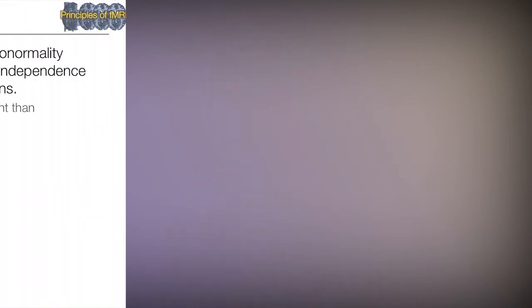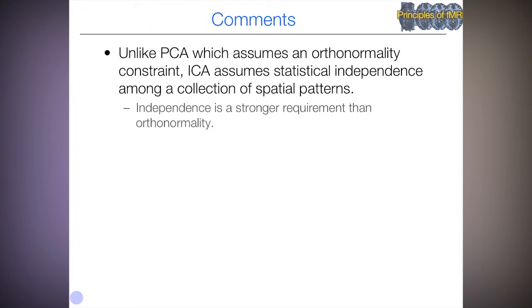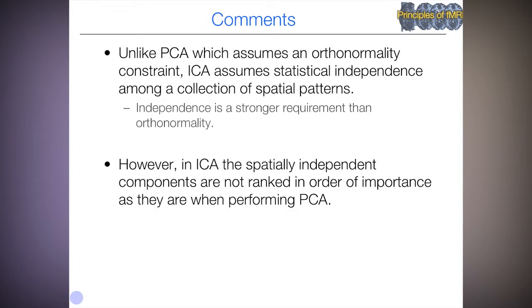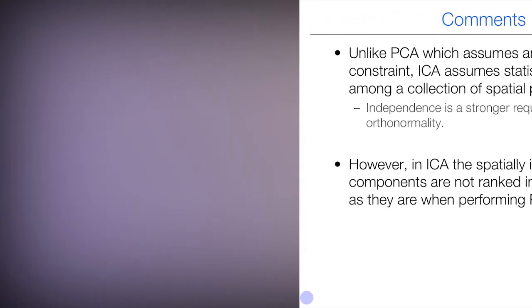So what are the differences between PCA and ICA? Well, PCA assumes an orthonormality constraint. In contrast, ICA assumes statistical independence among a collection of spatial patterns. Independence is a stronger requirement than orthonormality. However, in ICA, the spatially independent components are not ranked in order of importance, as they are when performing PCA. So it behooves you to go through all the components after the fact and find out which ones are important and which ones are just related to noise and whatnot.